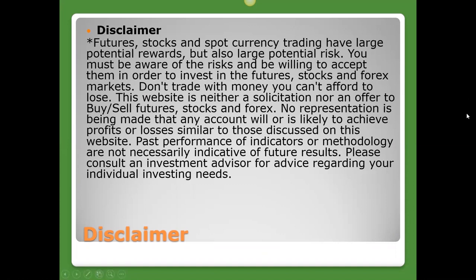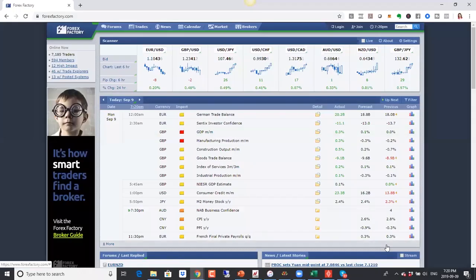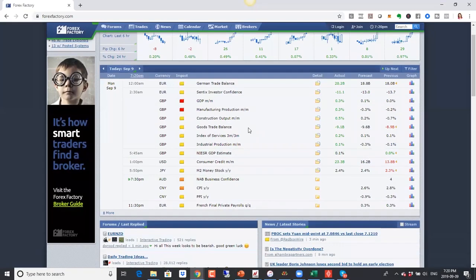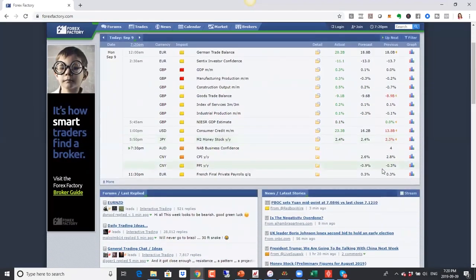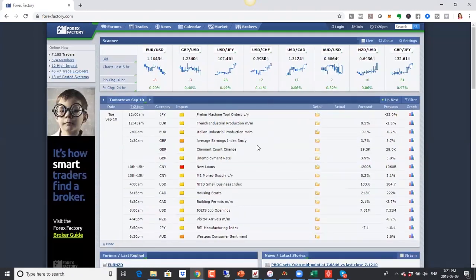As usual, we'll start off by taking a look at our calendar here. In terms of data coming up, we do have the business confidence numbers for Australia as well as the CPI numbers for China. And then coming up tomorrow, we have average earnings index as well as the employment numbers for British pound.